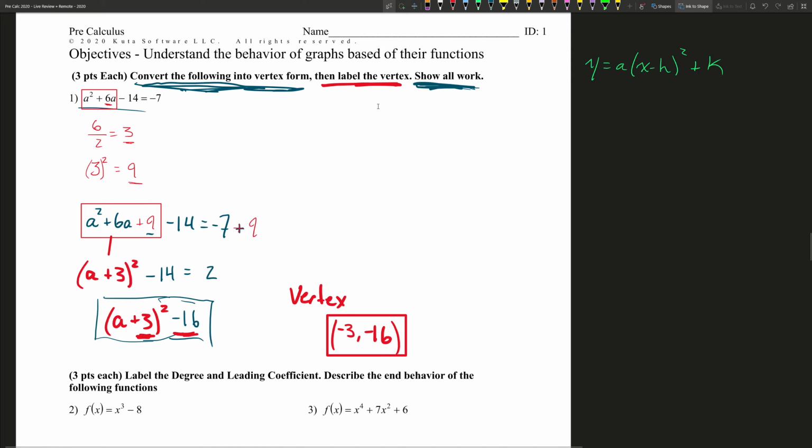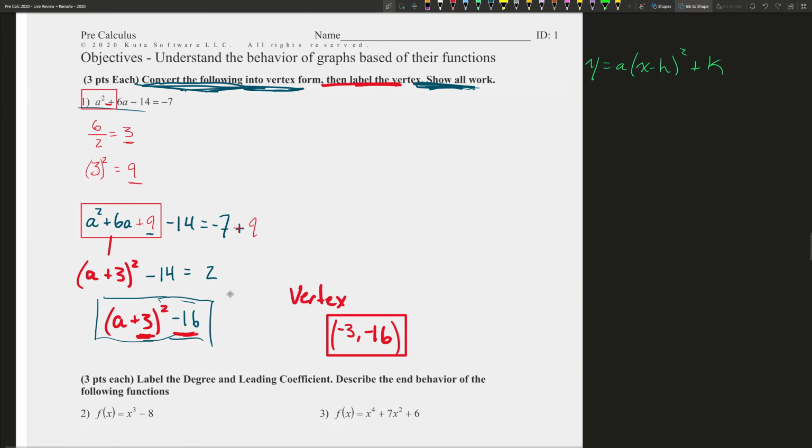Okay, so just running through this one more time. We take our middle value, we divide by 2, we square it. We add that value to everything basically in that red box. And because we add it on the left, we have to add it on the right. All right, then we factor.